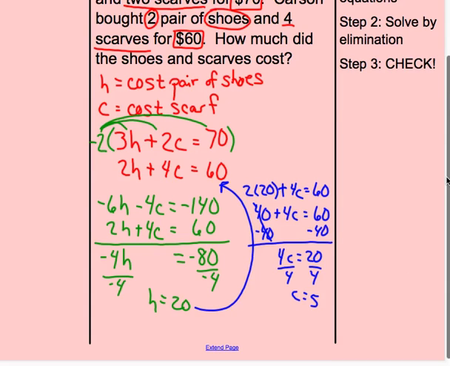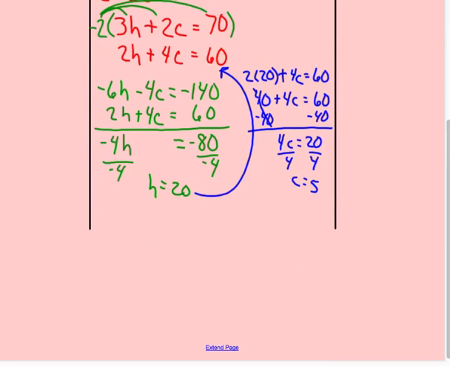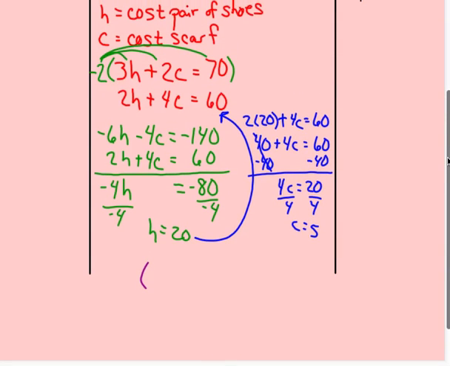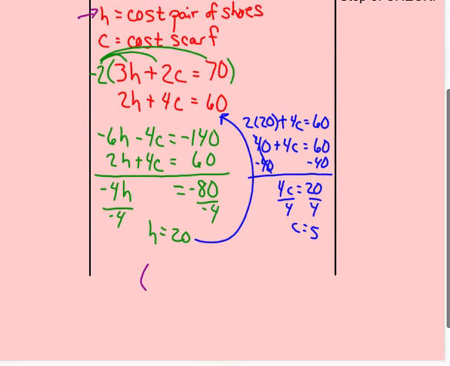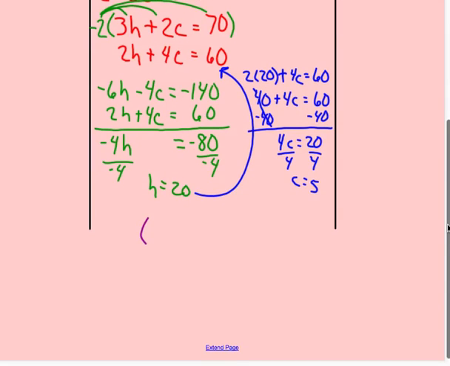Final step, we need to check our solution. So I'm going to first of all write my solution as an ordered pair. And in this case, it really doesn't matter the order, but when I defined my variables, I started with the cost per pair of shoes, and the word problem started with the cost per pair of shoes as well. So I'm going to put my shoes first and my scarves second. And I'm going to label my answer. They cost $20 and $5.